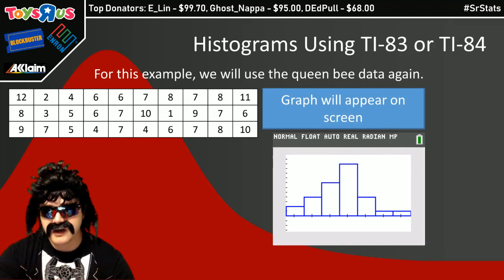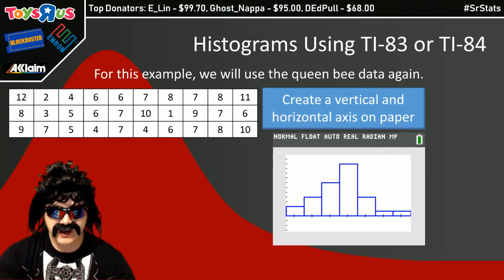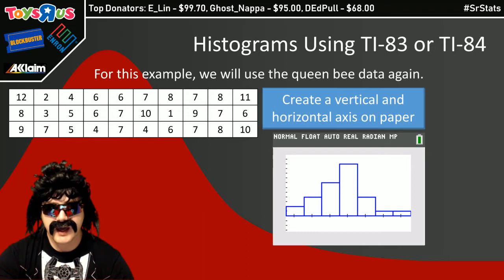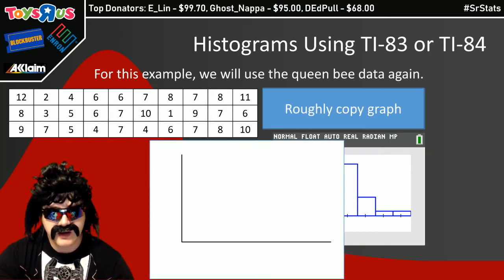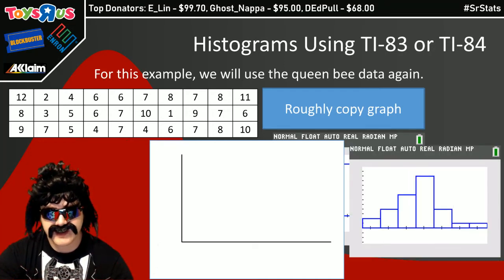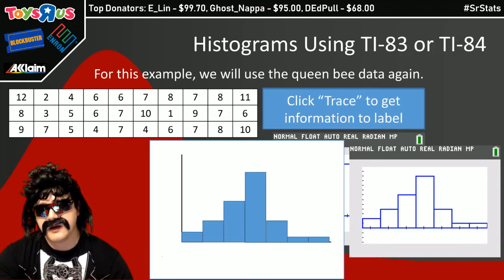Alright, so after your graph's appeared on the screen, we're going to have to go to a separate sheet of paper. We're going to create a vertical and a horizontal axis on that paper. Here's an example. Alright, we're going to roughly copy the graph. So here's our graph, and we just make a quick little rough sketch of that graph. Alright, we're going to then click trace on our calculator to get the information to label.